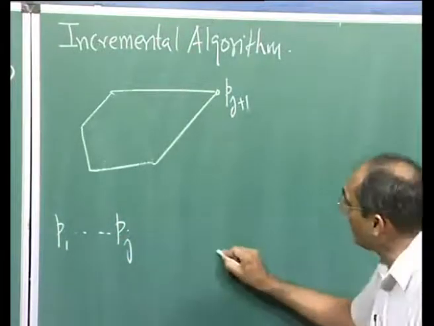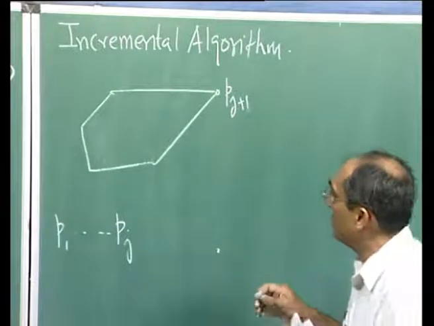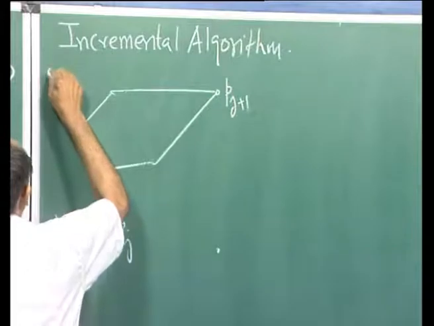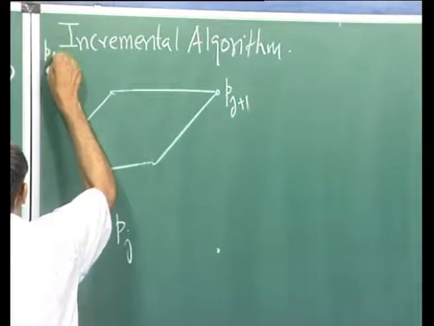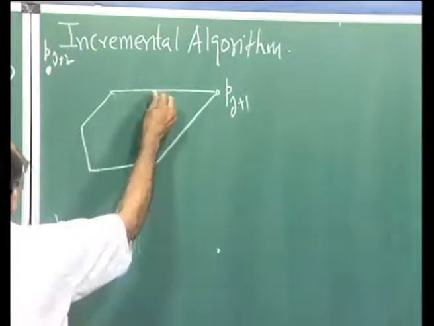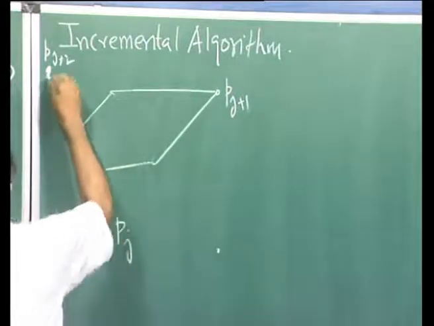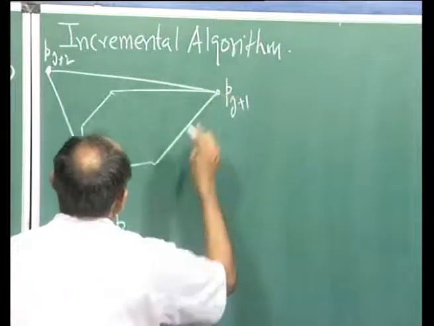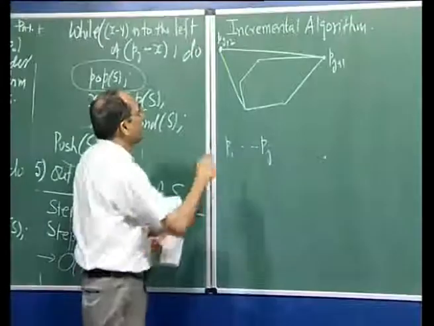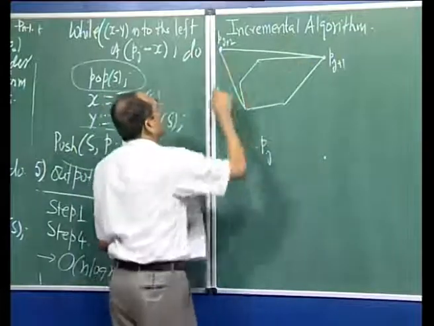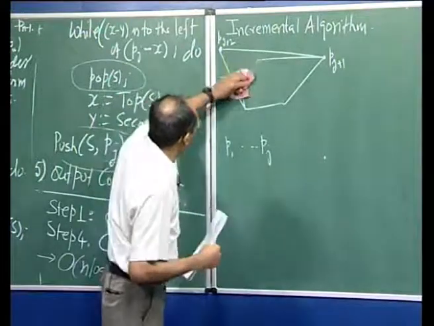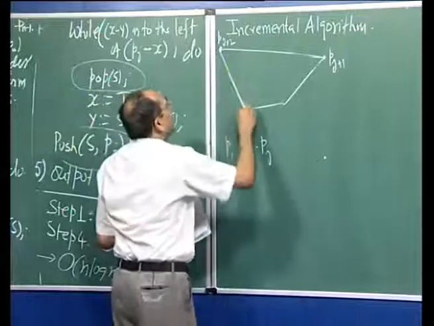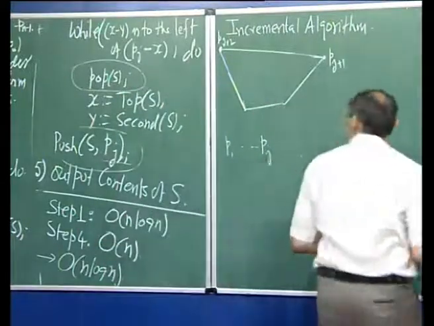Then, of course, for the sake of a more general case, say this is pj plus 2. In this case, the visible edges are these 3. So, the hull will be formed by connecting these 2 vertices with pj plus 2, and we will be removing these edges. So, this is an incremental algorithm.